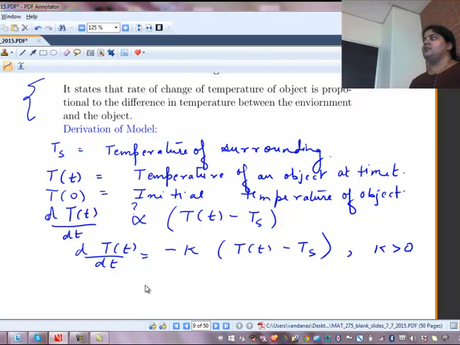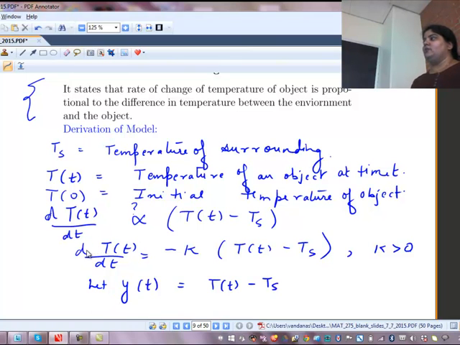K is constant, unknown function is capital T. Okay, let me help you. Let me simplify it further. I'll denote y(t) equals capital T(t) minus Ts, if this helps further.